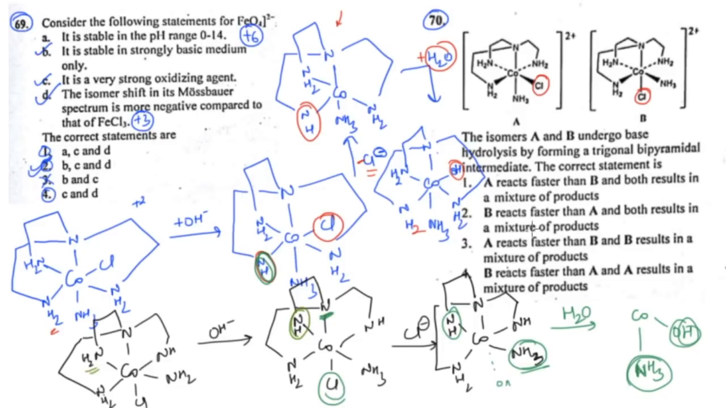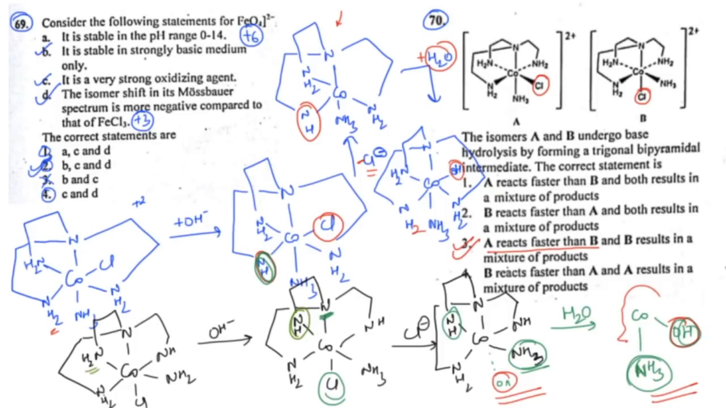So option number 3 is the correct option, where it says that A reacts faster than B. Why? Because of the trans effect, and B is the result of a mixture of products. You can see that there are two products getting formed in B: one where this OH remains in the axial position, and one where it remains at the equatorial position. The rest of the thing I have not drawn over here, you can draw it. So like that the reaction will actually take place.